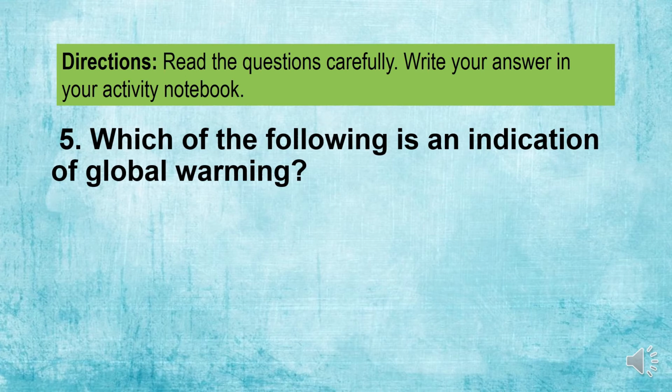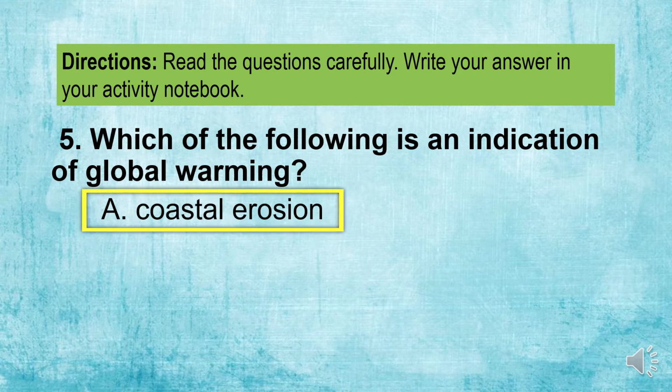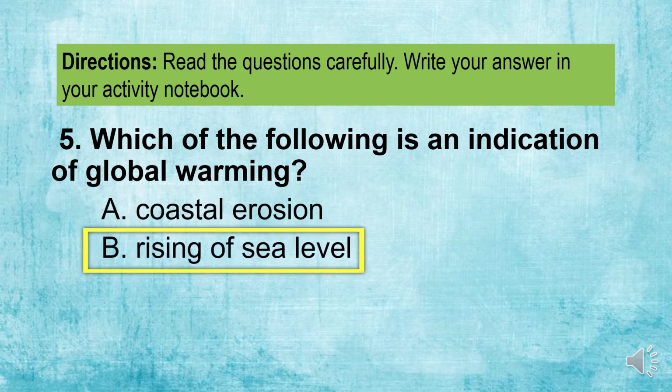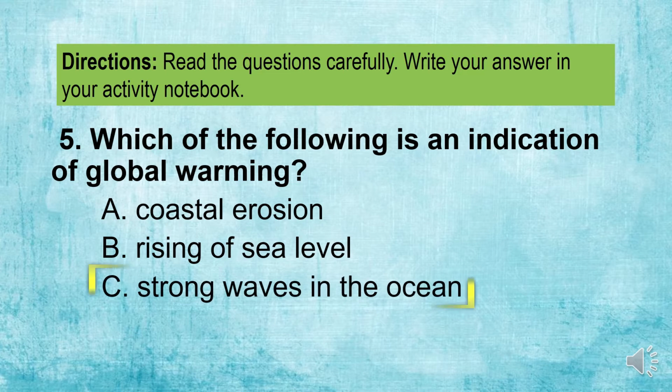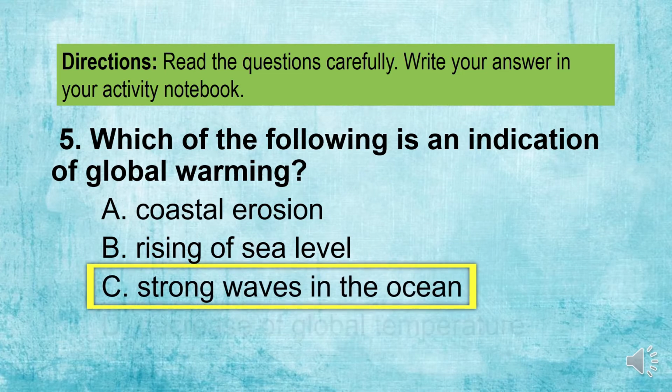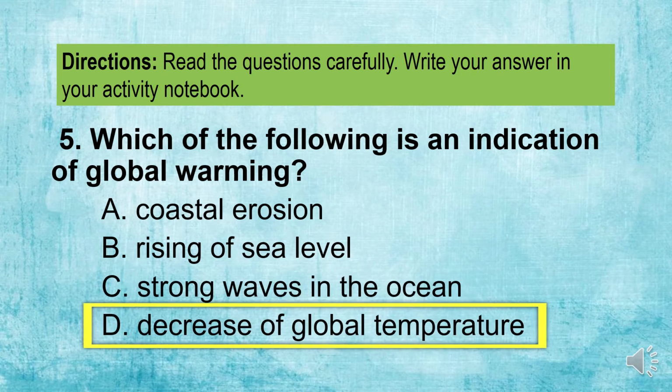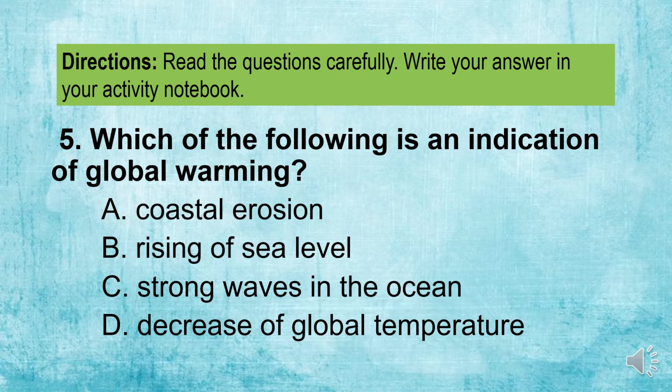5. Which of the following is an indication of global warming? A. Coastal erosion. B. Rising of sea level. C. Strong waves in the ocean. D. Decrease of global temperature.